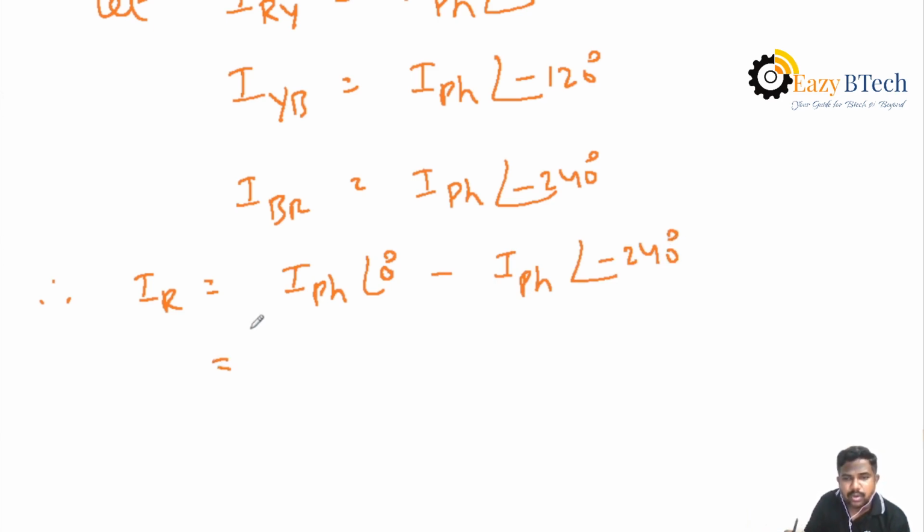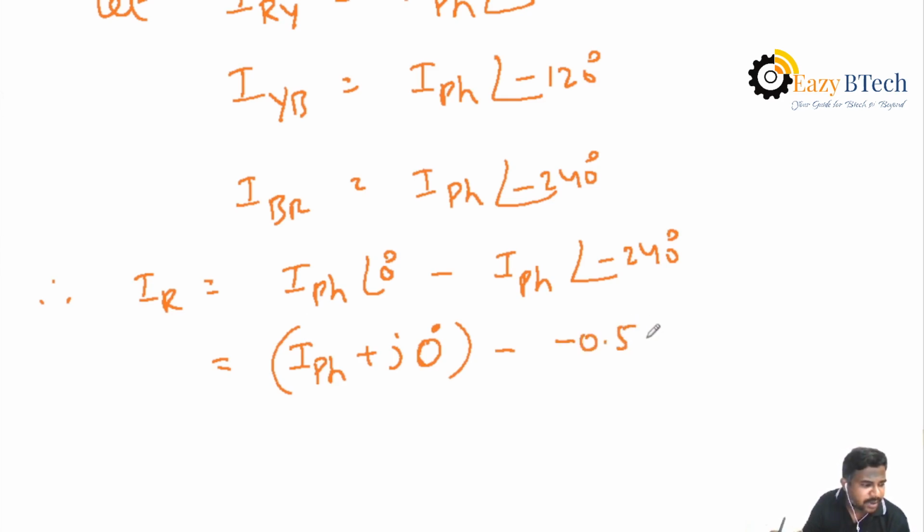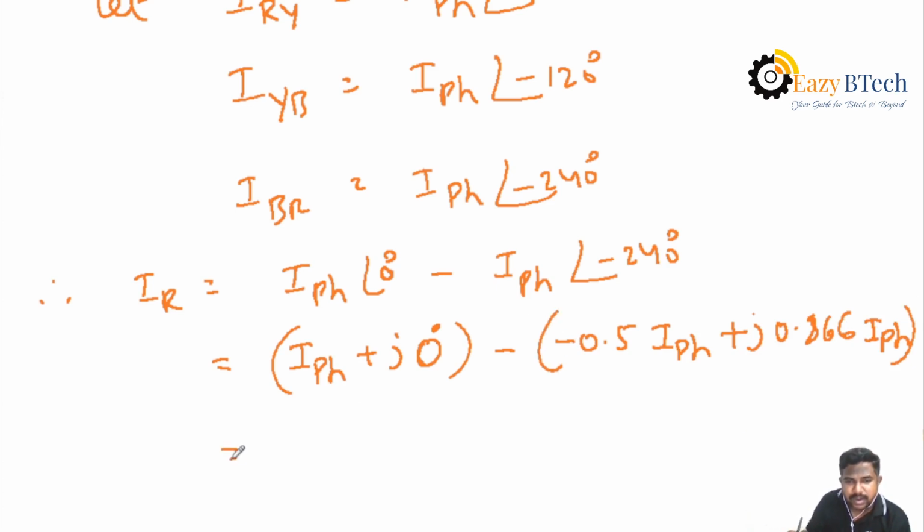Then all polar values you can convert into equivalent rectangular form. This is the rectangular form for 0 degrees, IPH plus J0, minus, for 240 degrees, the rectangular form is minus 0.5 IPH plus J 0.866 IPH. You can see the equivalent rectangular forms.